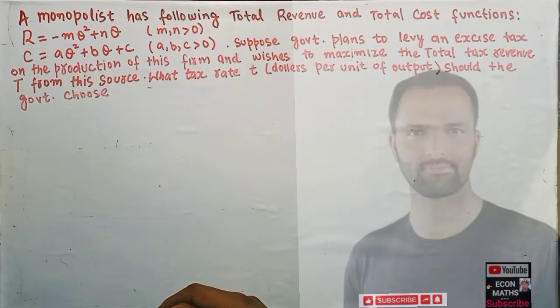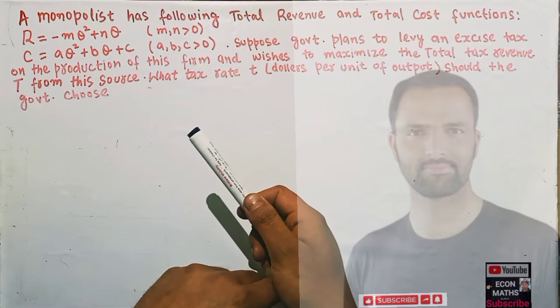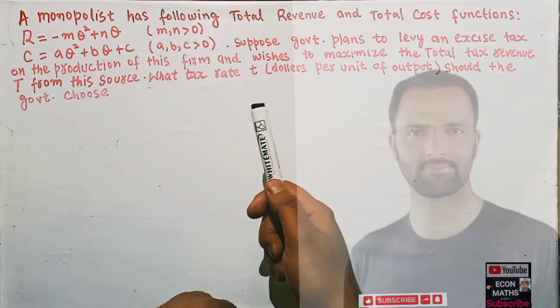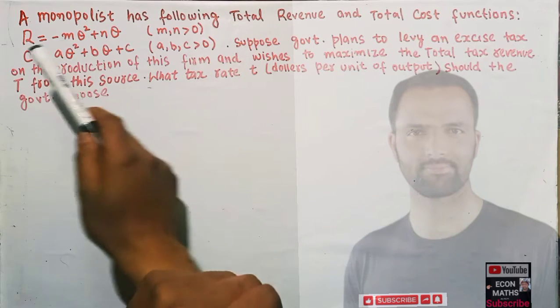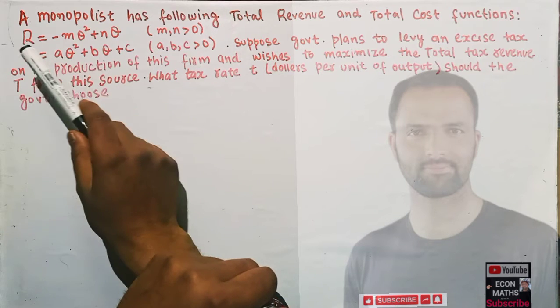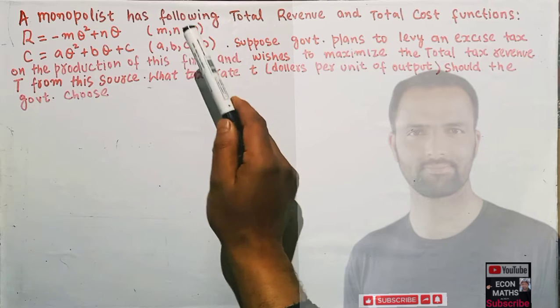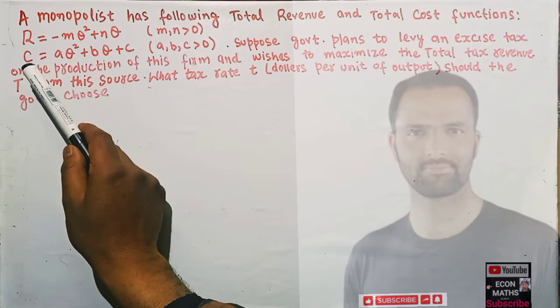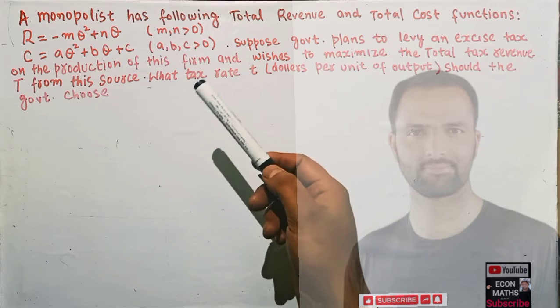In this video, we will try to solve a problem that was asked by a person on the Telegram channel of Econ Methods regarding how to find the tax rate that maximizes the government revenue. The question is like this: a monopolist is facing total revenue and total cost functions. R is equal to minus mQ² plus nQ, where R denotes the total revenue, Q is the quantity, and m and n are parameters that are greater than 0, and total cost is given by aQ² plus bQ plus c, where a, b, c are greater than 0.